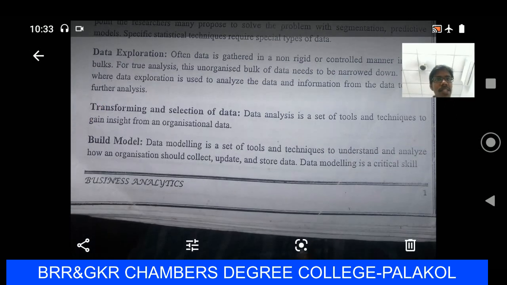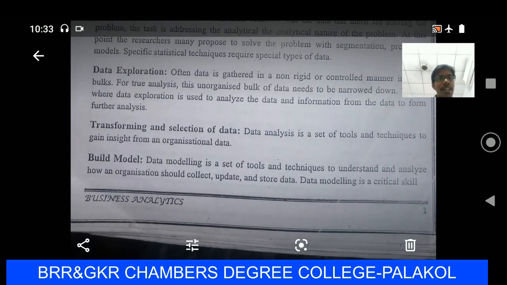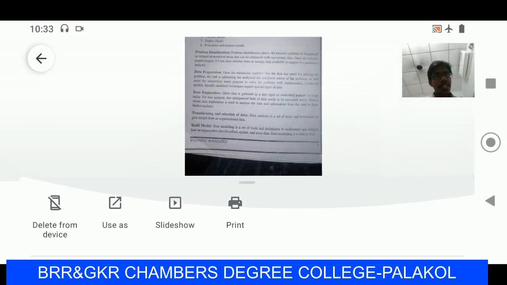Next one is build model. Data modeling is a set of tools and techniques to understand and analyze how an organization should collect, update, and store data. These are the main steps: first, collection of data, then update of data, then store the data. Data modeling is a critical skill.